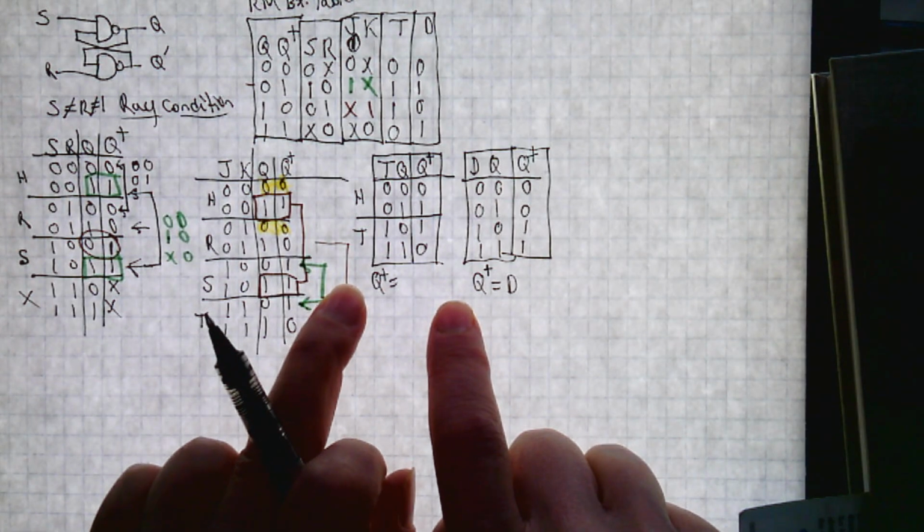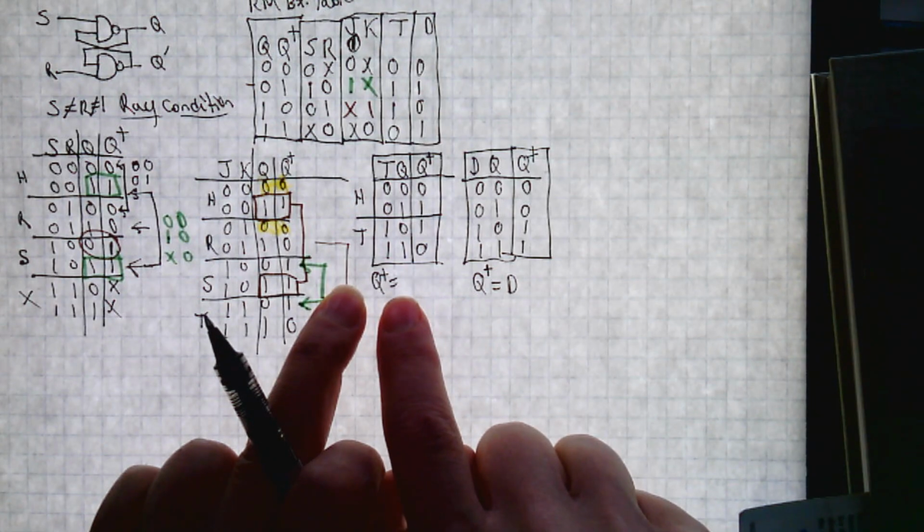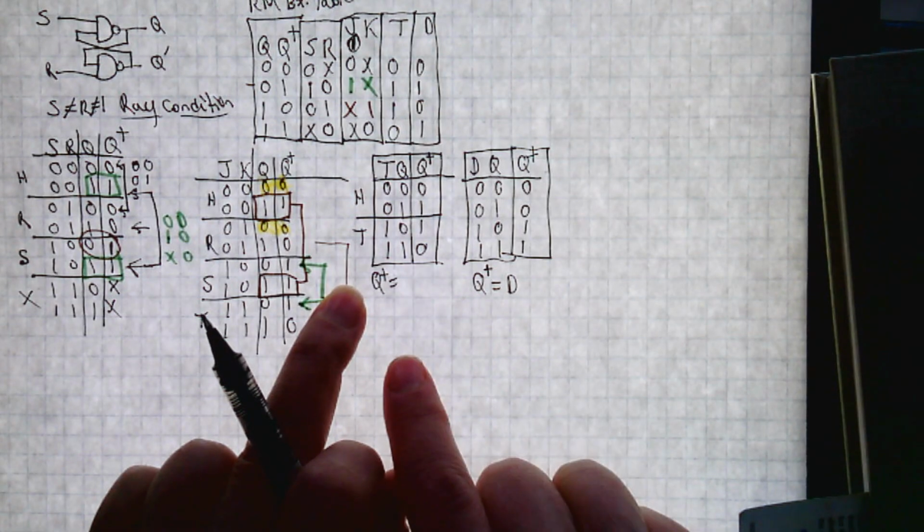Jason. Are you with me, Jason? What do you think Q plus is equal to based on this truth table? Can anybody help Jason?